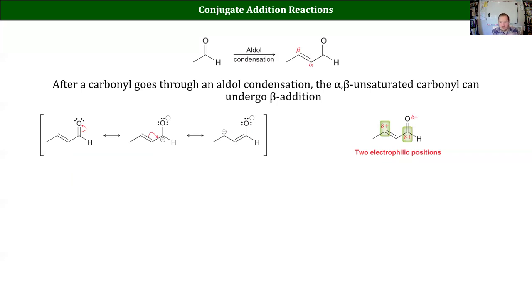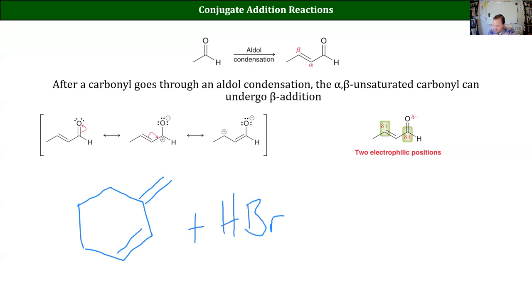Similar to when we had conjugated dienes, we could have a 1,2 addition or a 1,4 addition because of the resonance structures of the intermediate. If we had something that looked like this plus HBr, if it was just an alkene plus HBr, we add a hydrogen to one side and the bromide to the other side, and we look at the substitution to determine which is going to be more stable.